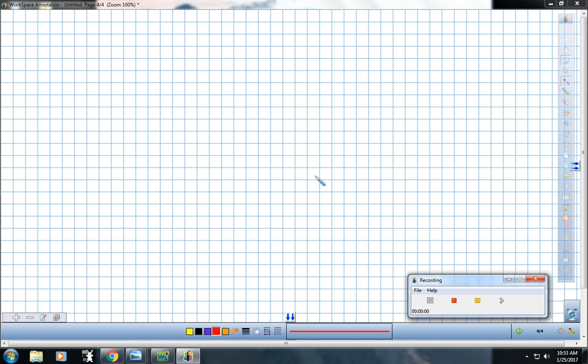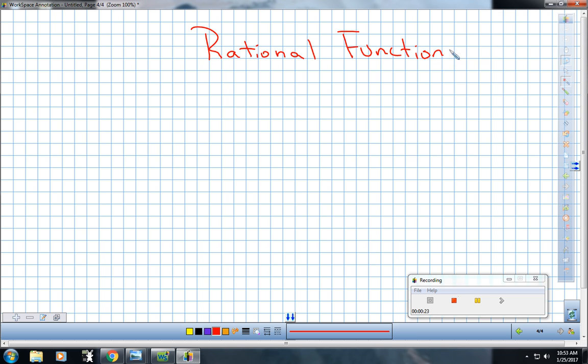Giddy up. Okay. So we are going to bust out rational functions. You will notice on this worksheet that it says graphing simple rational functions. I'm going to talk very little about that, because if we learned how to graph simple rational functions, I could teach it to you and you would get it.